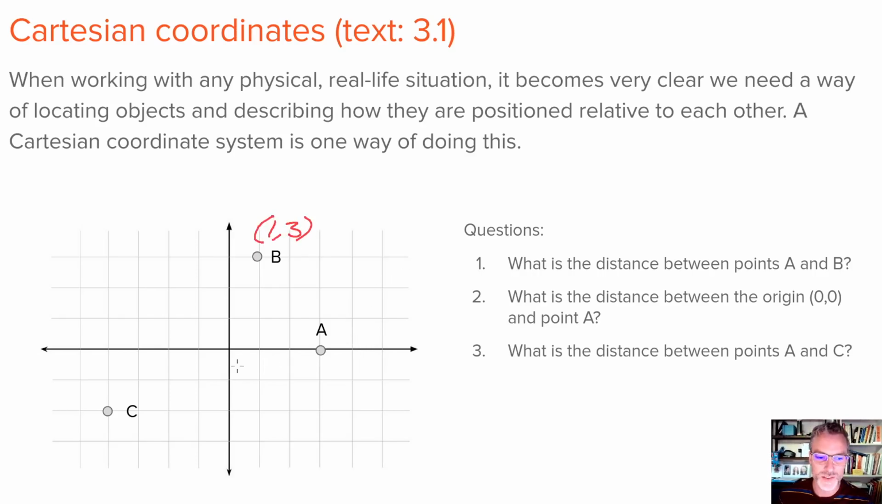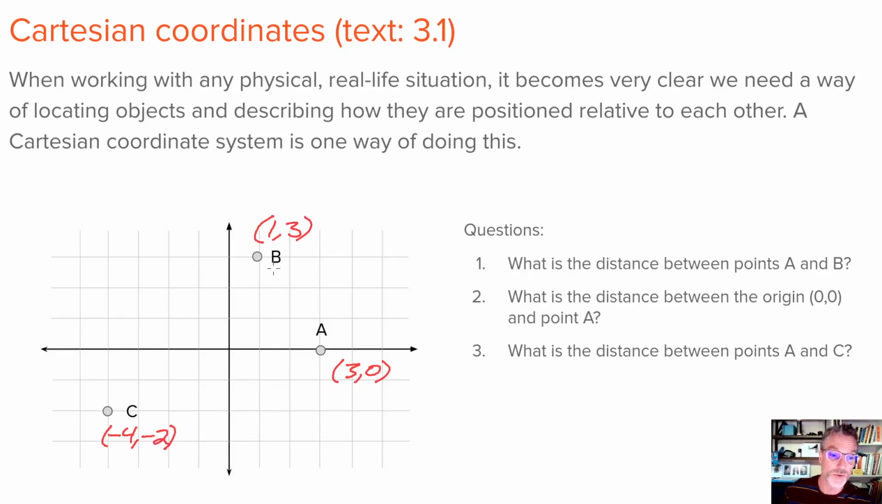And this point A is 3 units to the right and 0 units up. So we can write it like that. Similarly, this C is 1, 2, 3, 4 units to the left and minus 2 units down, like this. Great. And that's how we locate points.